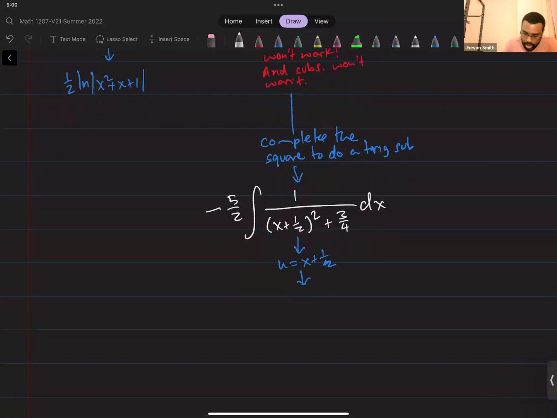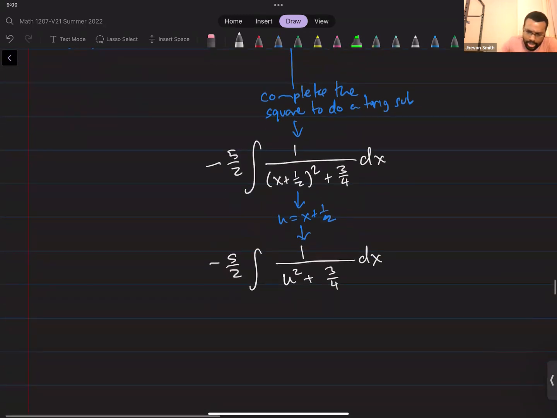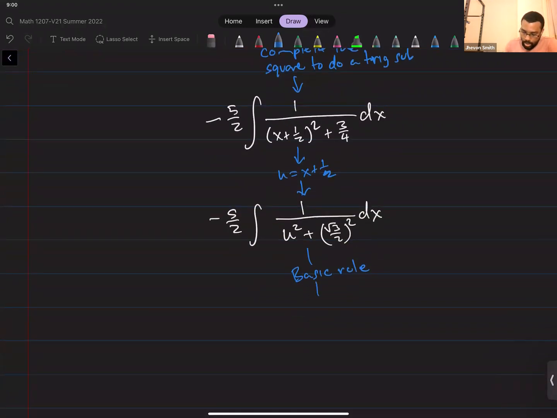You'll notice that this looks like minus 5/2 like that. And in fact, the 3/4, you can think of this as radical 3/2 all squared. And at this point, there's a basic rule for that. It's the integral of 1 over u squared plus a squared. We know that's 1/a tan inverse x over a.